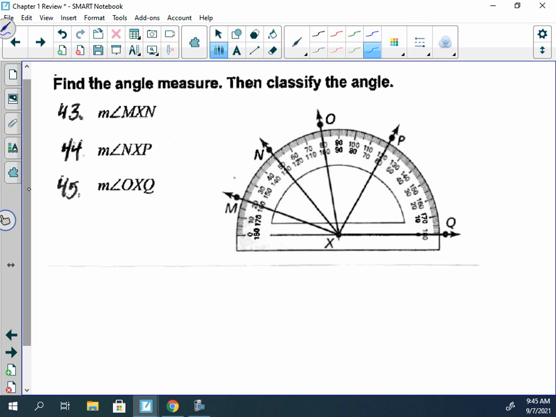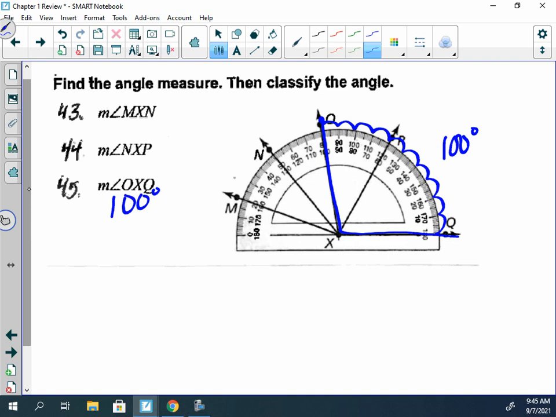We can look at 45. So O, X, Q. And for any of these here, we can go on and just count the markers. So this starts at an even one, so that's 10, 20, 30, 40, 50, 60, 70, 80, 90, 100 degrees.